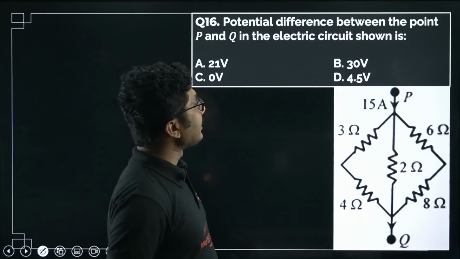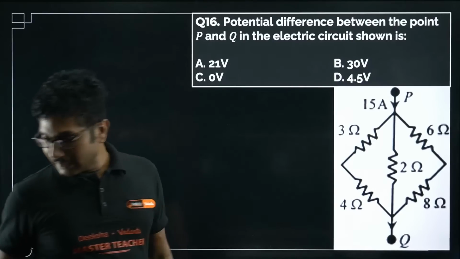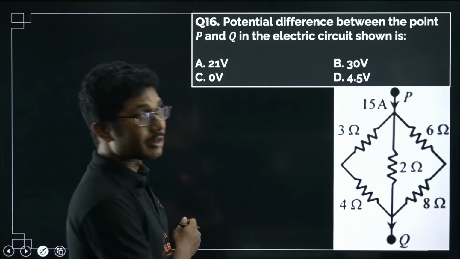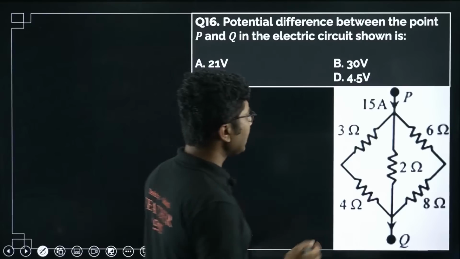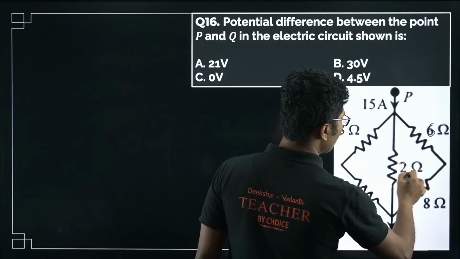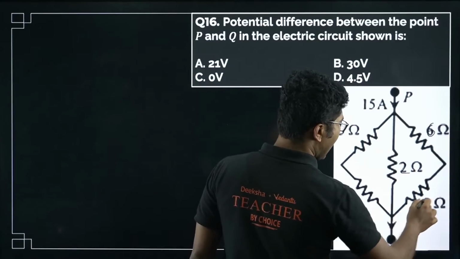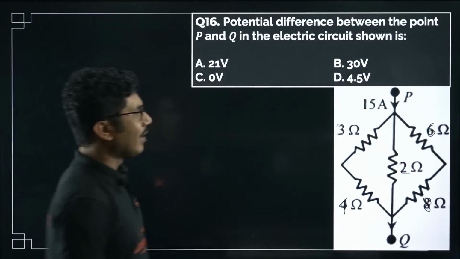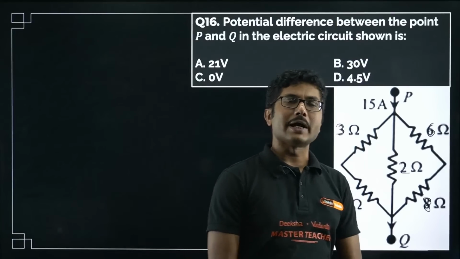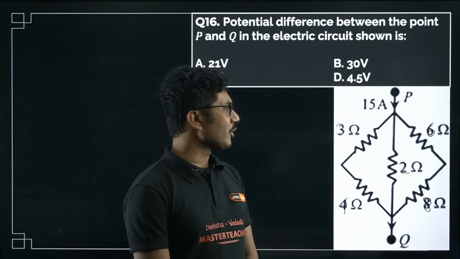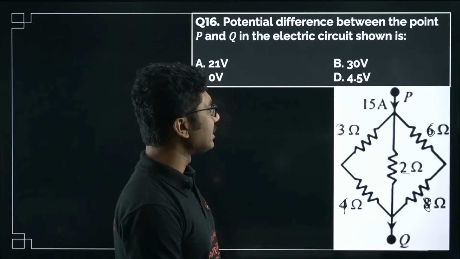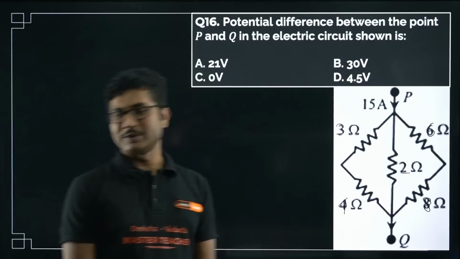Potential difference between the points P and Q in the electric circuit shown. Now let us solve this question. Here we have 3 ohm, 6 ohm, 2 ohm, 4 ohm and 8 ohm. Now how to solve this question? You might think that this question is similar to the Wheatstone bridge, so you have to apply the Wheatstone bridge principle. But if you see the circuit closely, this is not a Wheatstone bridge circuit.